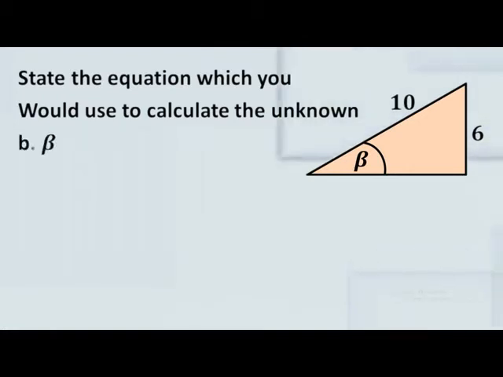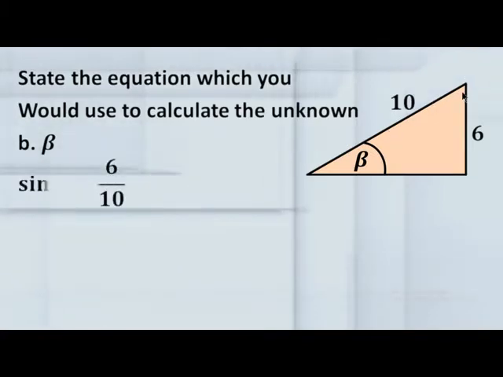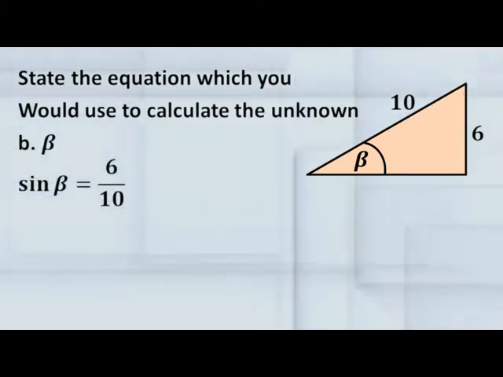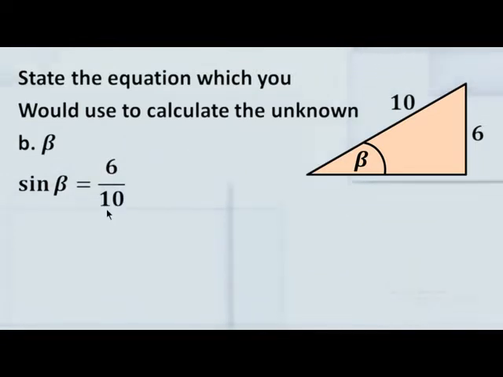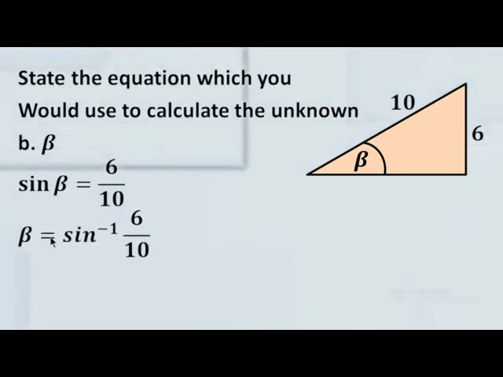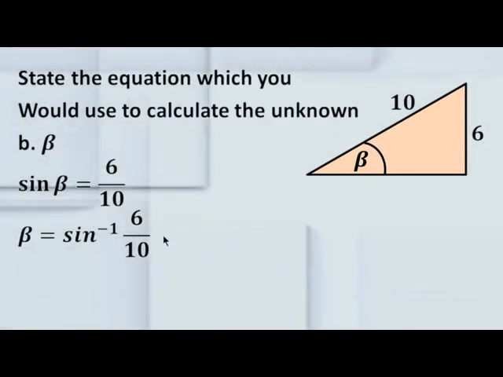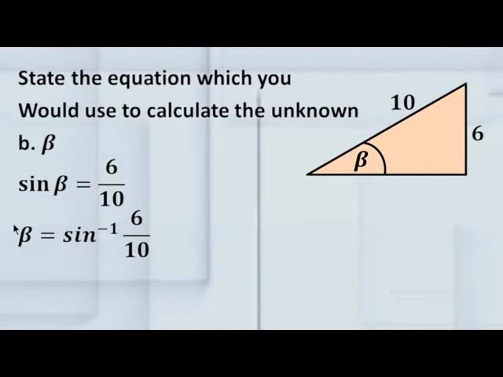Next, how about to find the value of beta? What is the equation that you will be looking for? Since we only know the opposite and the hypotenuse, we're using sine, because sine is the opposite per hypotenuse, so 6 per 10. So sine beta equal to 6 per 10. So beta equal to anti-sine of 6 per 10. You can type this in your calculator and you will find the value of beta. For this case, you only have to find the equation, so you finish here.